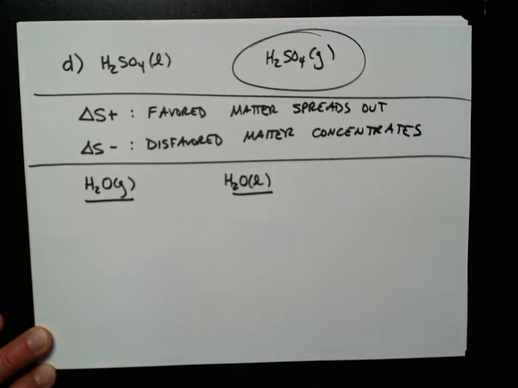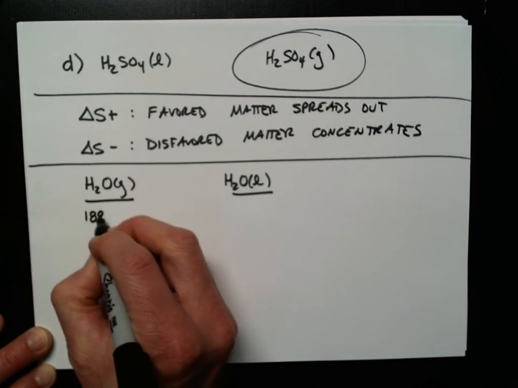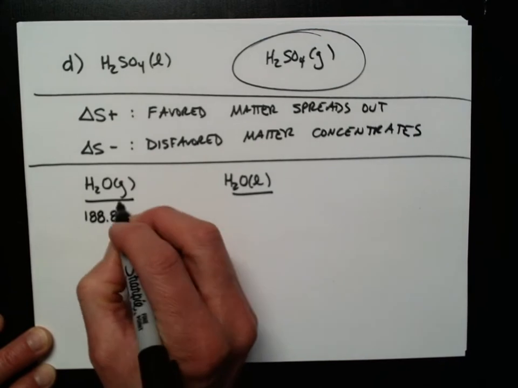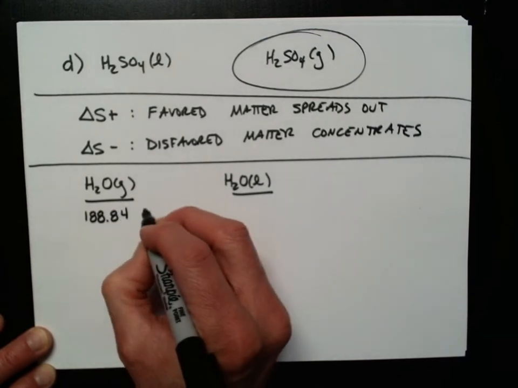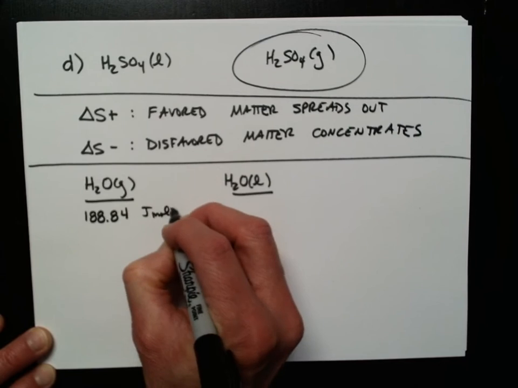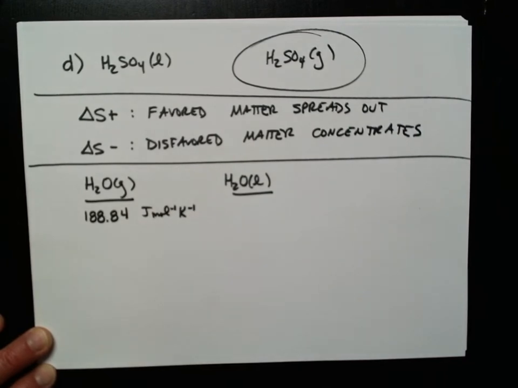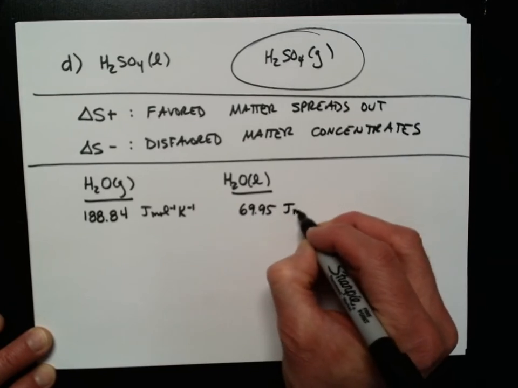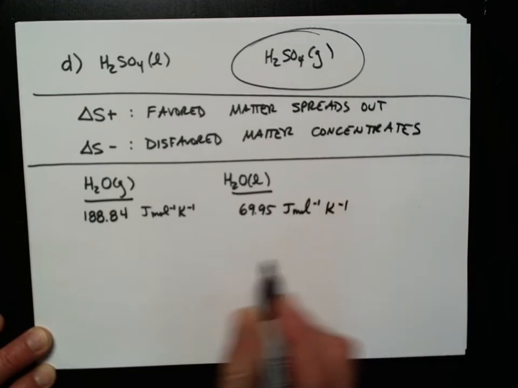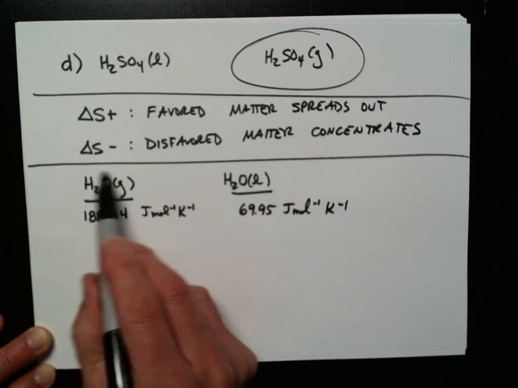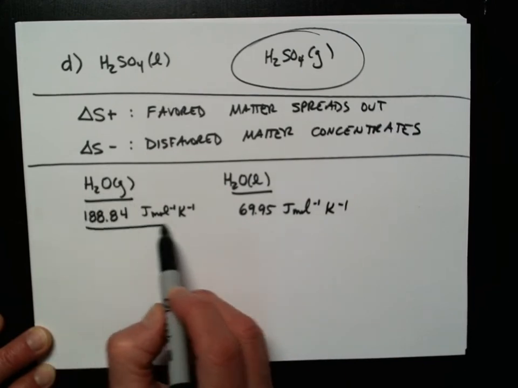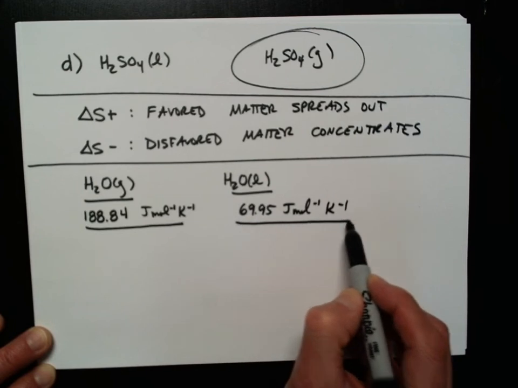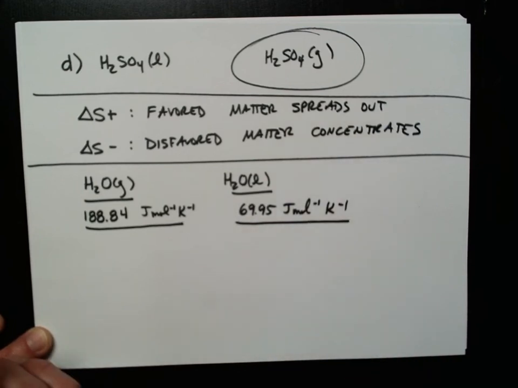Gaseous water, if I look at the chart, is 188.84 joules per mole per Kelvin. And liquid water is 69.95 joules per mole per Kelvin. That makes sense. The gaseous form of water has a higher entropy than the liquid form of water.